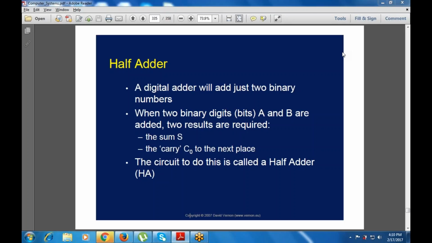So an adder is used to add bits, and the half adder is used to add just two binary digits. For example, when two binary digits, bits A and B, are added up, two results are required: the sum, that is S, and the carry C0 to the next place. Whatever carry is acquired will be carried to the next place. The circuit to do this is known as a half adder, HA.